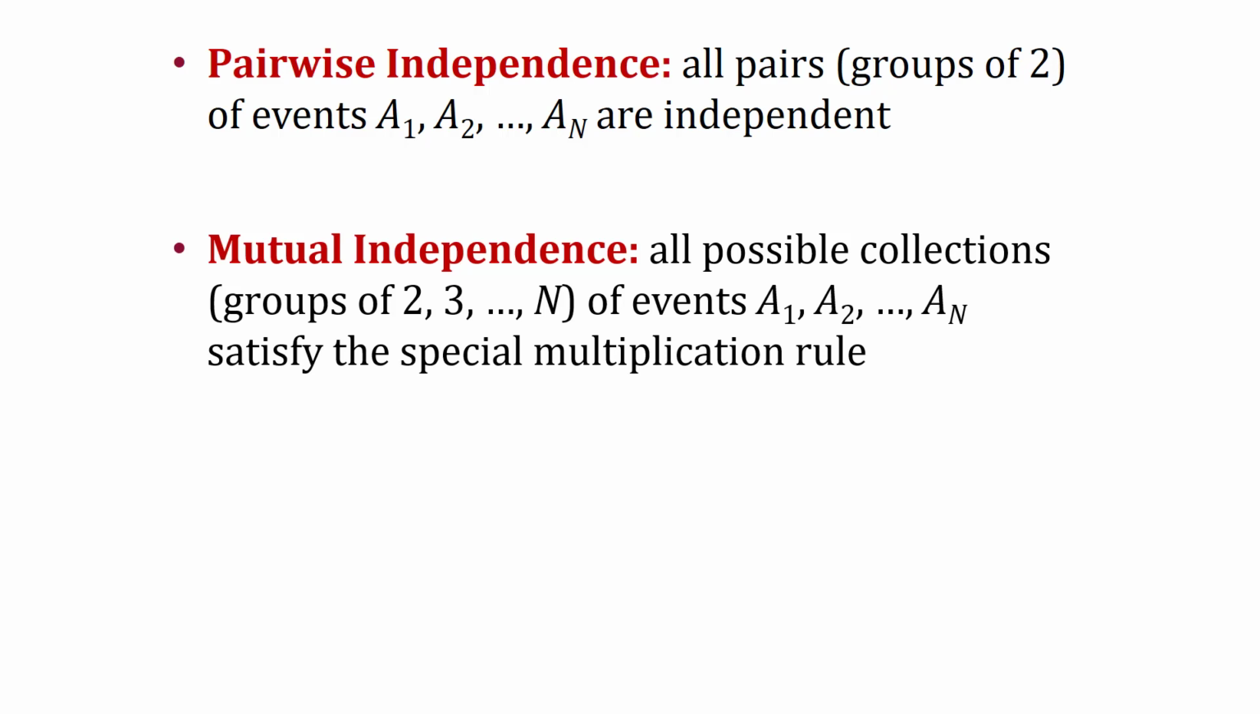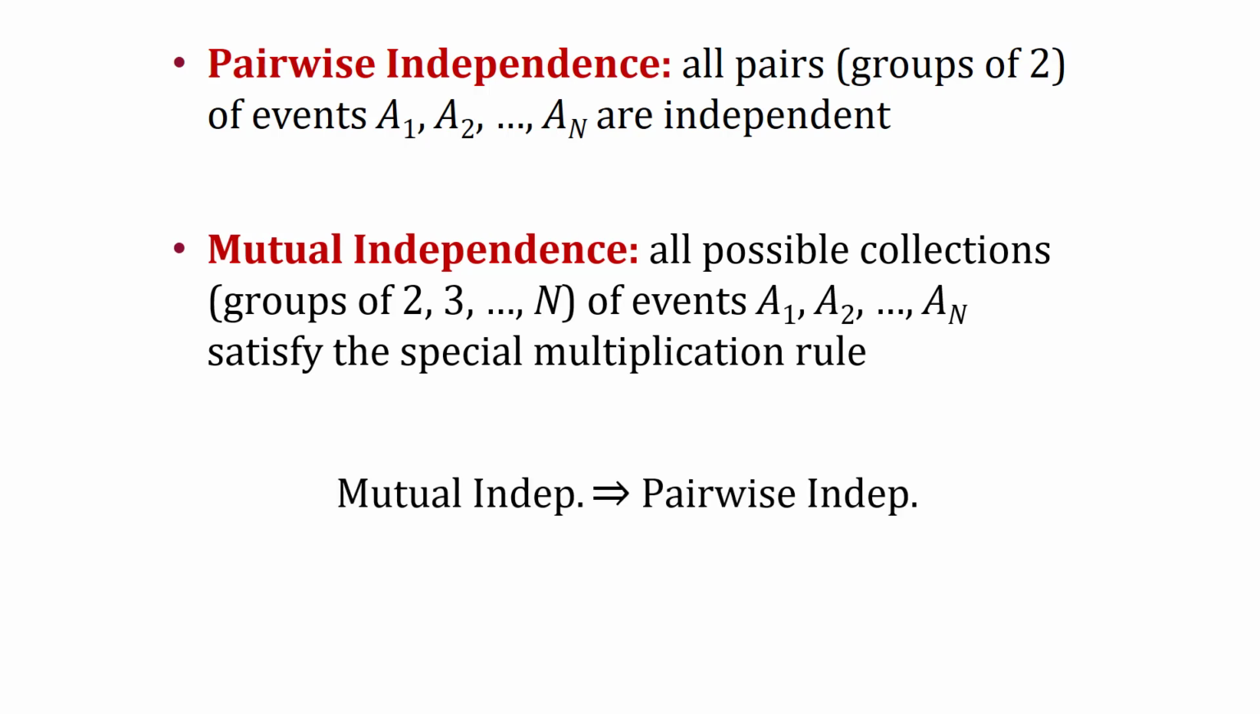If all possible collections, so not just pairs, but including pairs, but also groups of 3, groups of 4, up through the group of all n of them, satisfy the special multiplication rule, then I say those events are mutually independent.